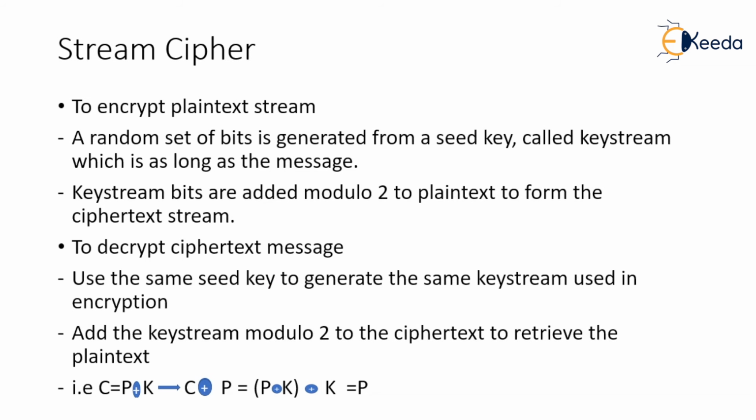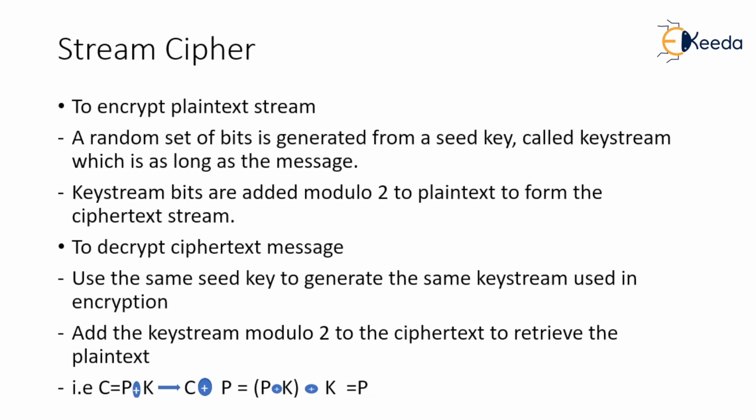We'll see how it works. It encrypts the plain text stream. A random set of bits is generated from the seed key. The seed key is nothing but the pseudo random keys called the key stream, which is as long as the message, and it has to be because we have to convert every single bit of the plain text into the ciphertext. So key stream bits are added modulo 2 to the plain text to form the ciphertext stream.